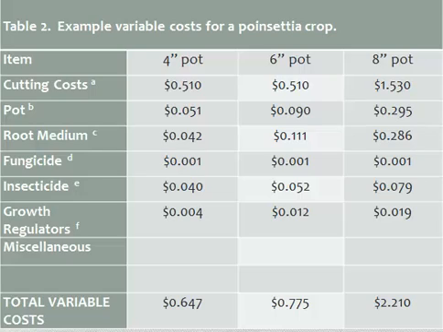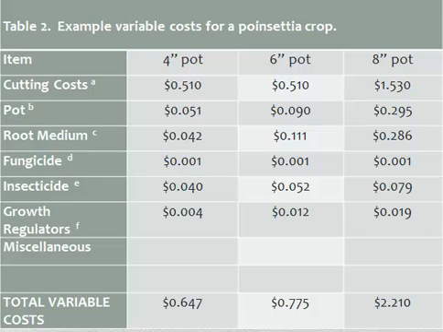When we calculate variable cost, we have to calculate that cost per unit or per pot. The example in your book on page 3 in table 2 is for poinsettias. Let's look at the variable cost for a 4-inch pot. The cost of each poinsettia cutting was 51 cents. The cost of each pot was a little over 5 cents.